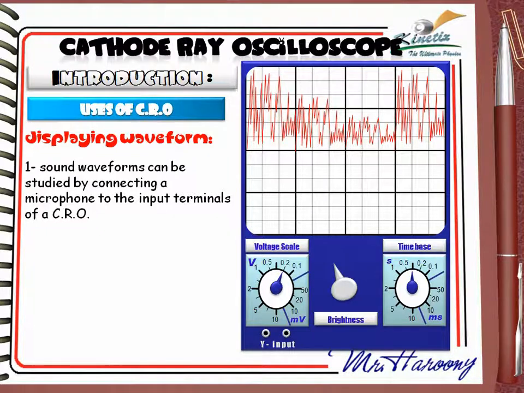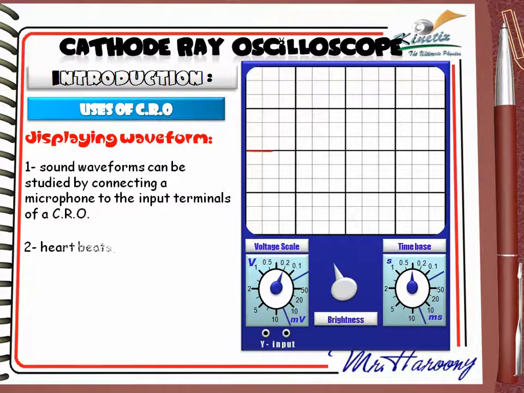CRO can also draw the graphical representation of the heartbeats to be used in hospitals. A heartbeat sensor changes the pulses of the patient into electrical voltage. The CRO can draw the detected voltage as time goes, showing the number of pulses in a certain time and also the strength of the pulse. When no voltage is detected, this means no pulse.